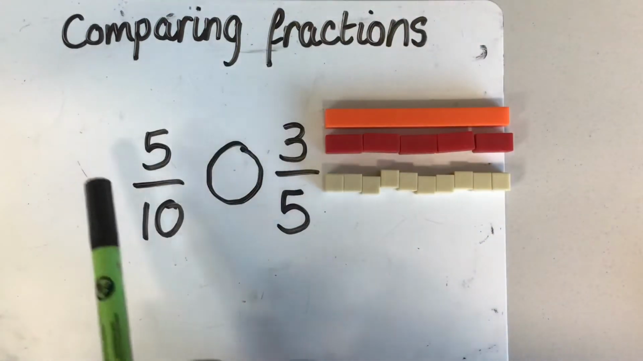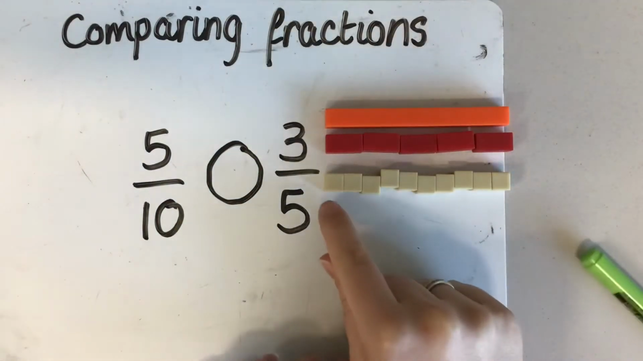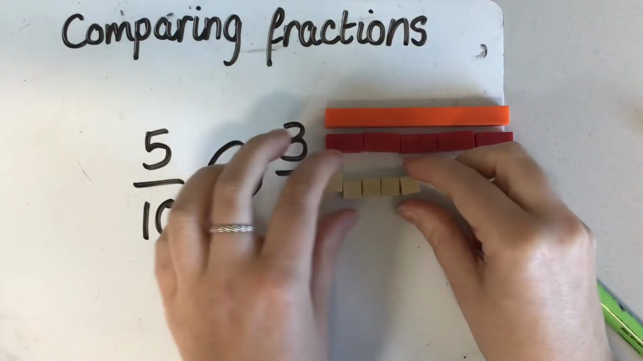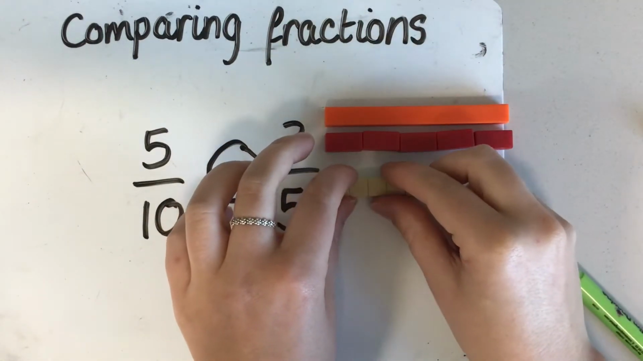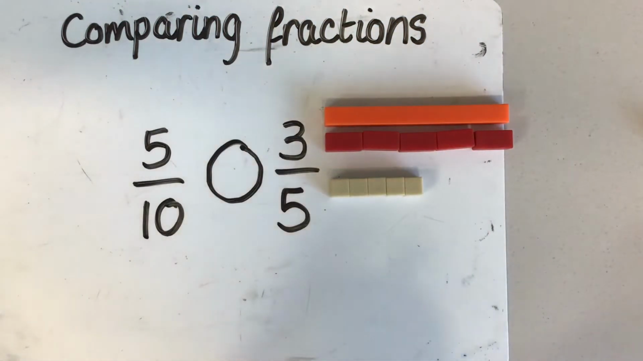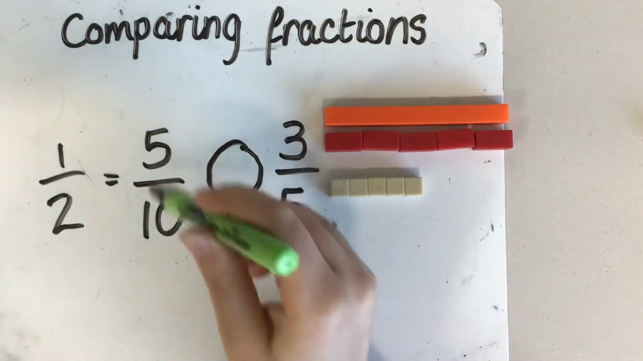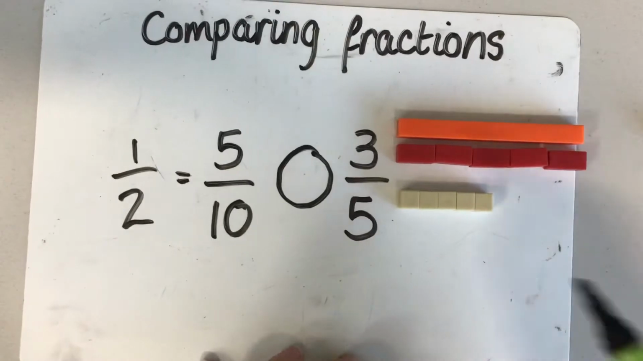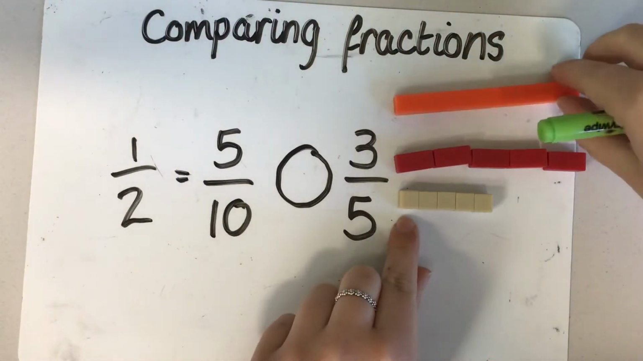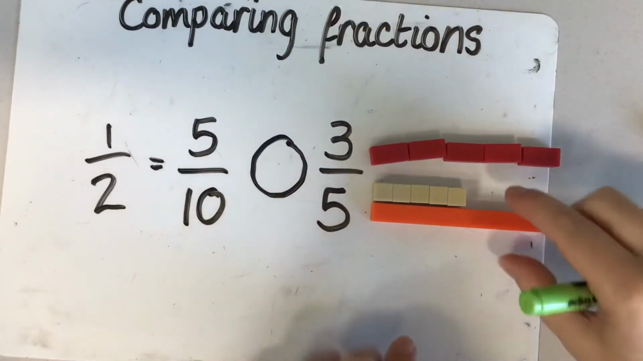The question was 5/10 compared to 3/5. So 1, 2, 3, 4, 5. There's my 5/10. What is 5/10 also equivalent to? Remember those facts I told you just need to sort of start remembering and using? 5/10 we can also say is a half, because 5 is half of 10. So I've got my 5/10 here, or half my bar. Can you see that? It is half of my orange bar.